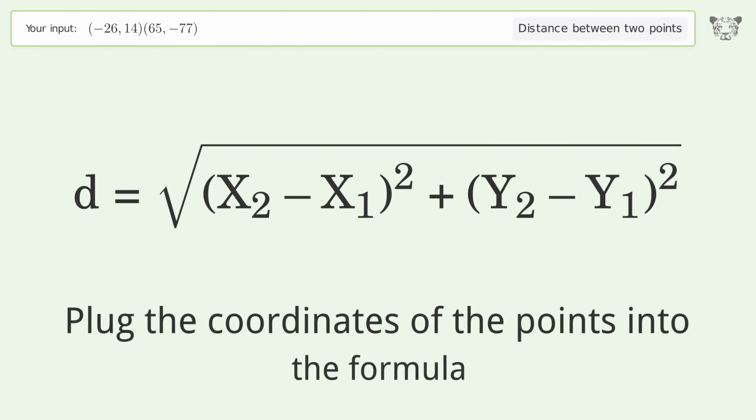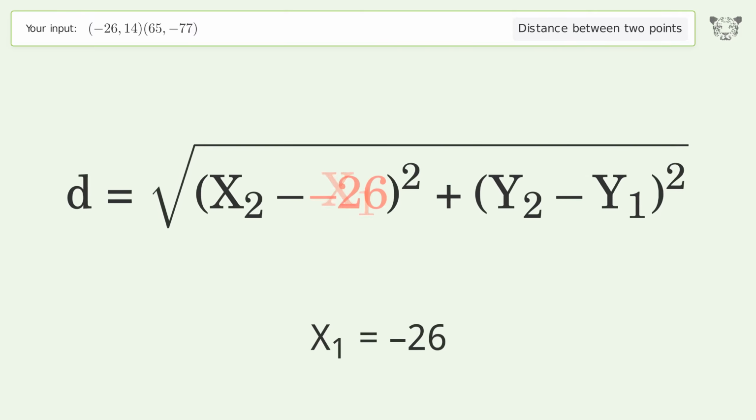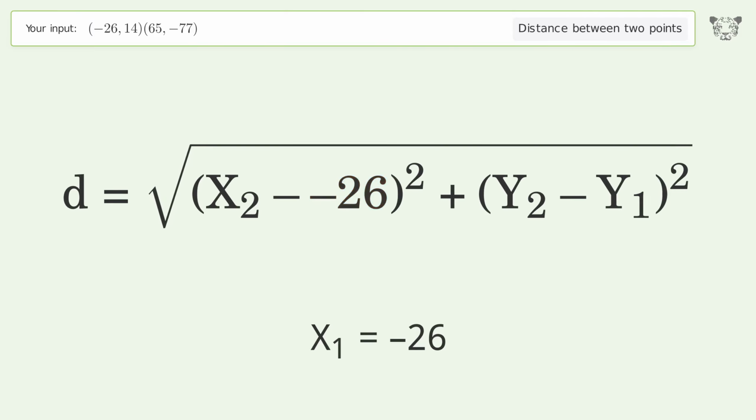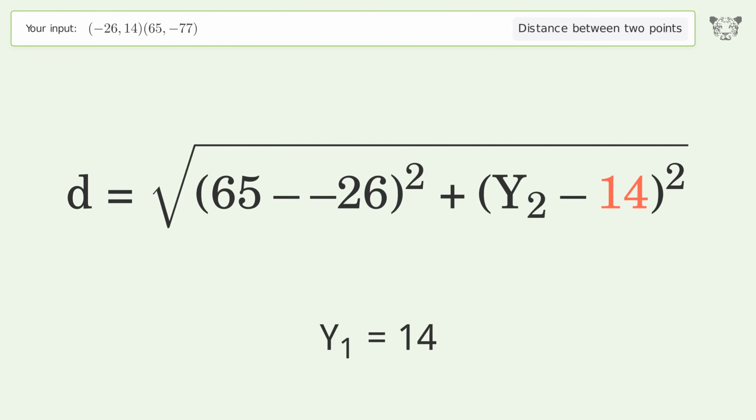Plug the coordinates of the points into the formula. x1 equals -26. x2 equals 65. y1 equals 14. y2 equals -77.